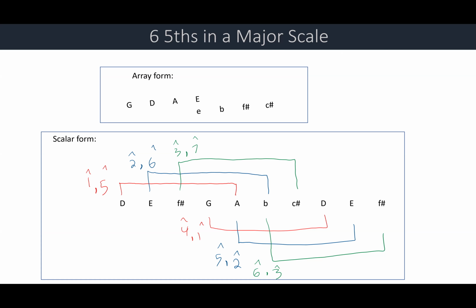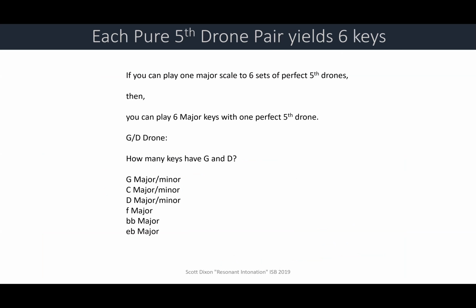Okay, then if you can play a major scale to 6 different pairs of perfect fifths, then you can take one perfect fifth and play 6 different major scales to it, right? In other words, down at the bottom, let's take G and D for example. If I drone the G and D taken from the resonances of the bass, those 6 down at the bottom are the keys that have G and D in them. So check this out. G and D. I'll play those 6 keys.